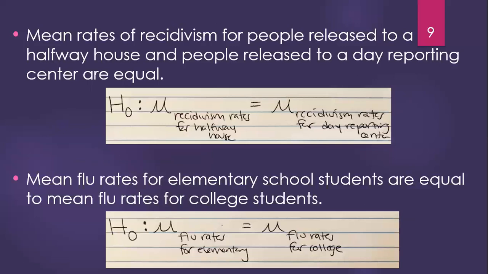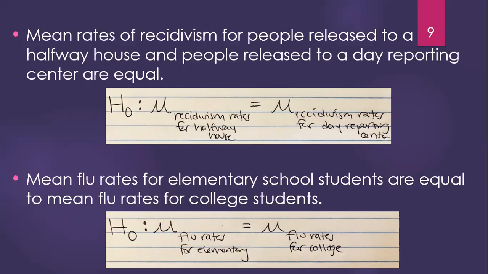Okay, so to do some other practice with this, I have this written out by hand so you can see how you would write it out in your own notes, not just based off of what's on the slides. If I gave you a research question that was something like, are recidivism rates different for people released to a halfway house compared to a day reporting center, and asked you to give me the null hypothesis for that research question, we would know that the null hypothesis is always that the two groups are equal.